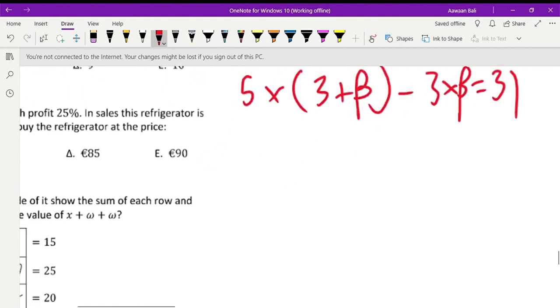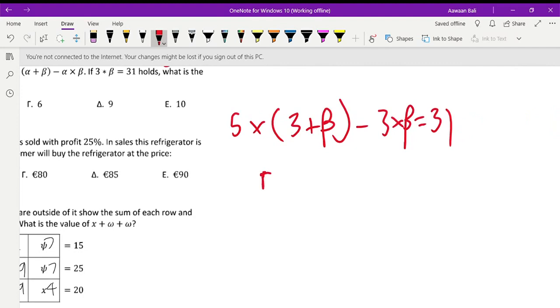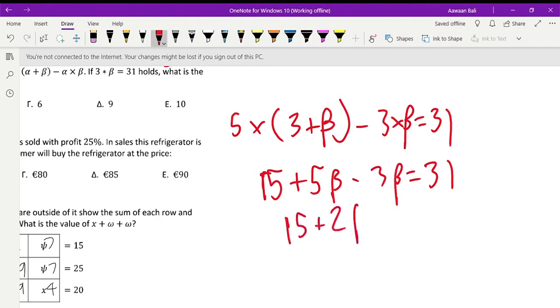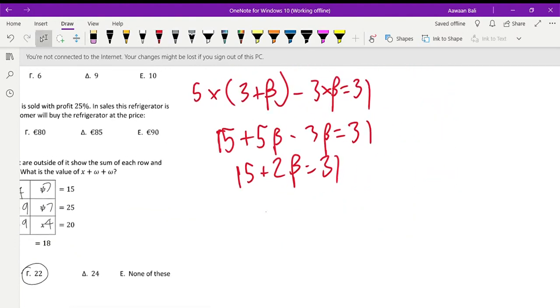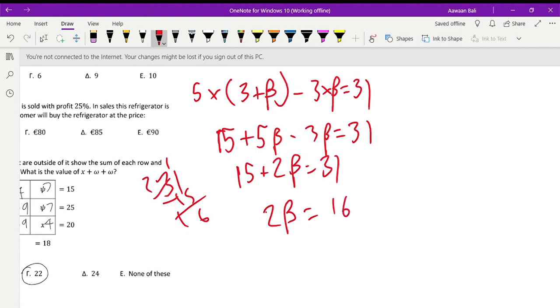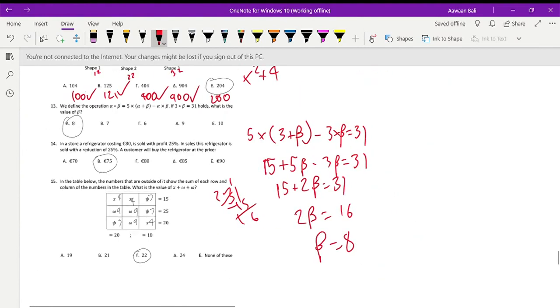Now we just simplify. So 15 plus 5 beta minus 3 beta is equal to 31. When you do 5 beta minus 3 beta, you get 2 beta. So 15 plus 2 beta is equal to 31. Now we can minus both sides by 15, so we only have 2 beta left here. And 31 minus 15 is 16. So we do 16 divided by 2, which is 8. So beta is 8. Answer is alpha, 8.